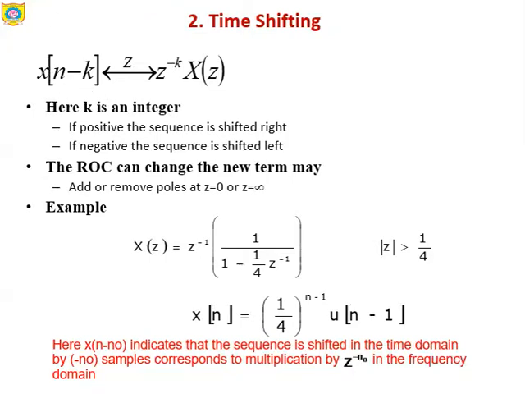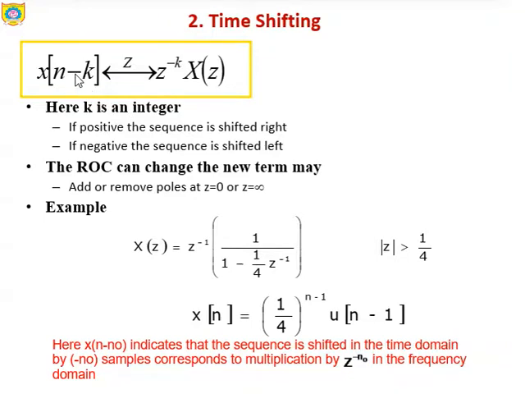Here in the time shifting property, we can easily obtain that x of n minus k will have the z transform z raised to minus k X of z, where k is an integer value. If k is positive, the sequence is shifted right. So the expression we have right now is for the positive value of k. If negative, the sequence is shifted left.